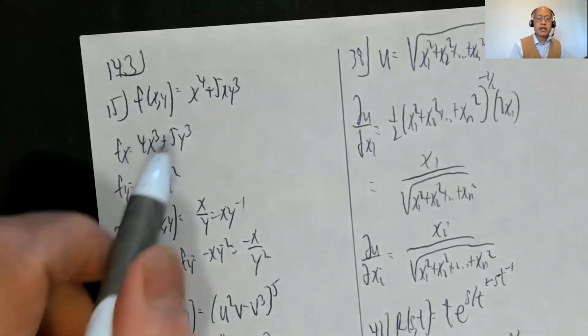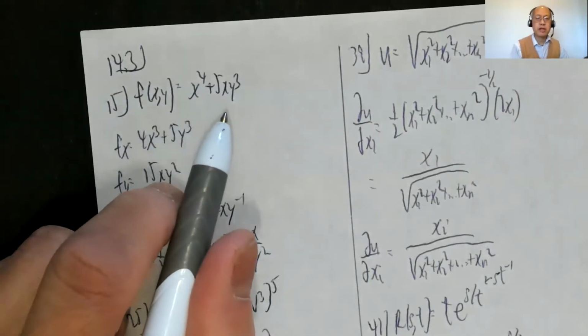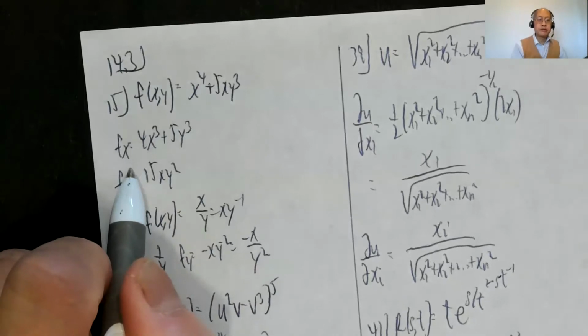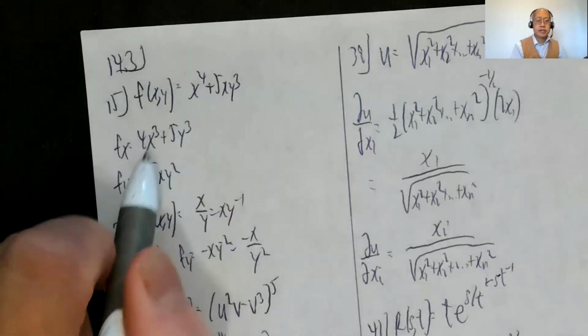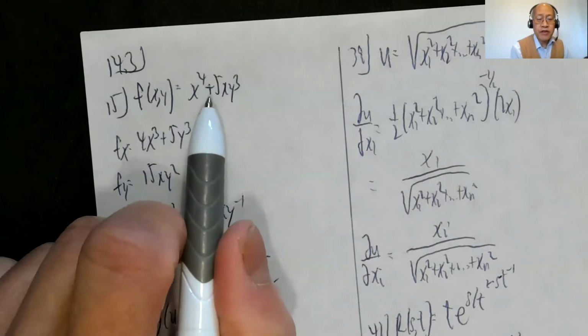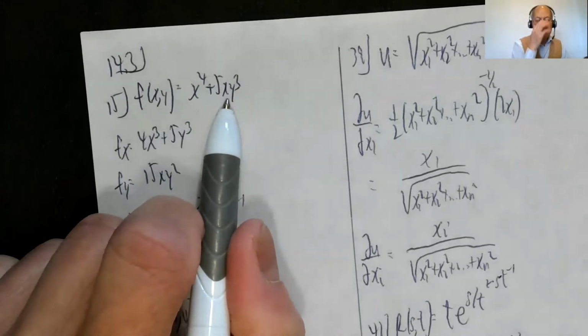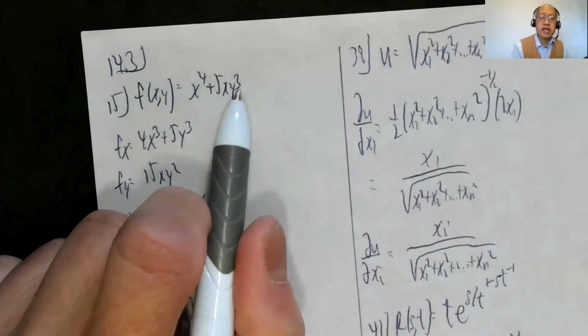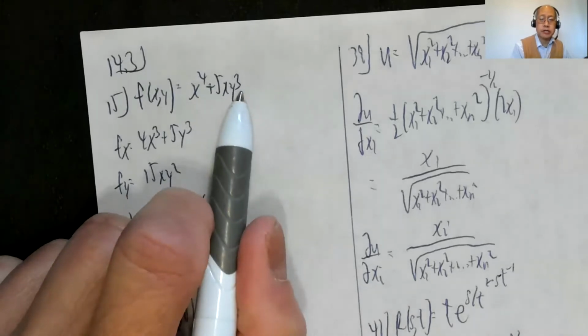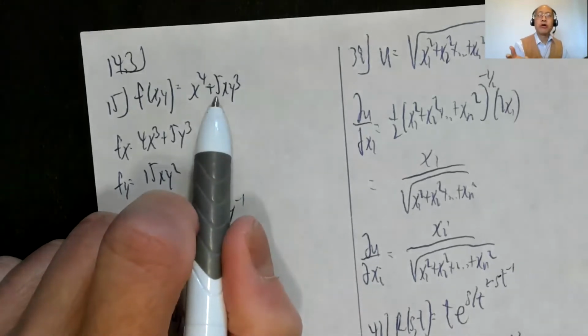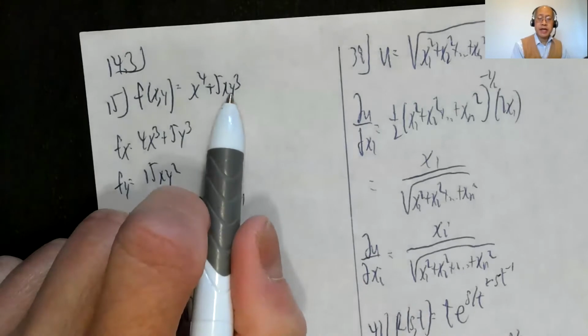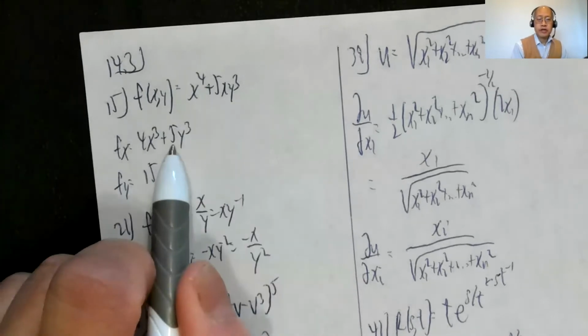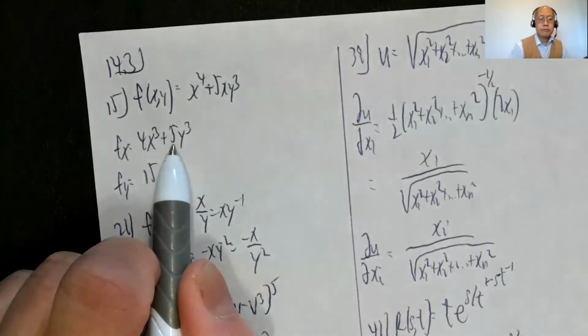Okay, so 15, f of x, y is x to the fourth plus 5xy cubed. So fx, derivative with respect to x, that's 4x cubed. Here, 5xy cubed, differentiate with respect to x. That means 5y cubed, that whole thing is considered constant. Treat y as a constant. Its coefficient, 5y cubed, times x. So the derivative is the coefficient, 5y cubed.